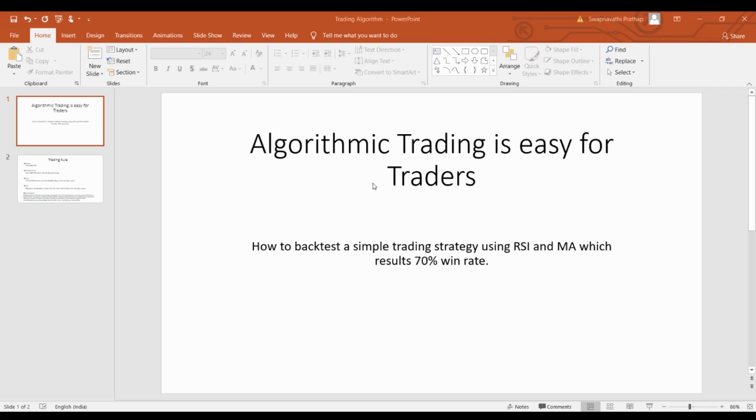I want to start by saying that algorithmic trading is really easy for traders. They can start testing their own ideas using any available trading platform. So today we are going to see how to backtest a simple strategy which results in more than 70% win rate, tested on E-mini S&P 500.